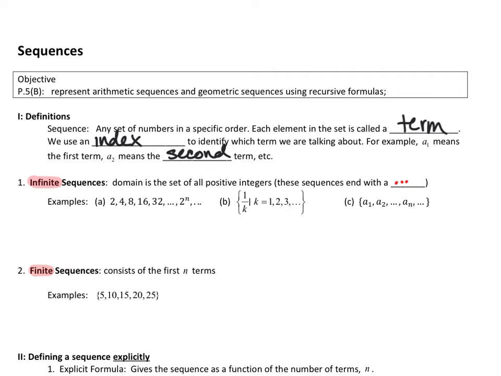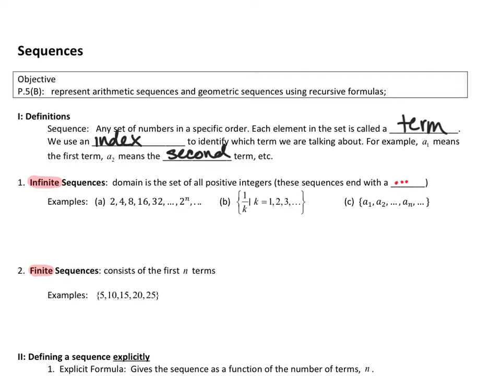So this sequence here in the example on number 2, this is a finite sequence with 5 terms. It doesn't have more beyond it. This is the whole sequence. So you have infinite sequences that go on forever because of the ellipsis, and you have a finite sequence.